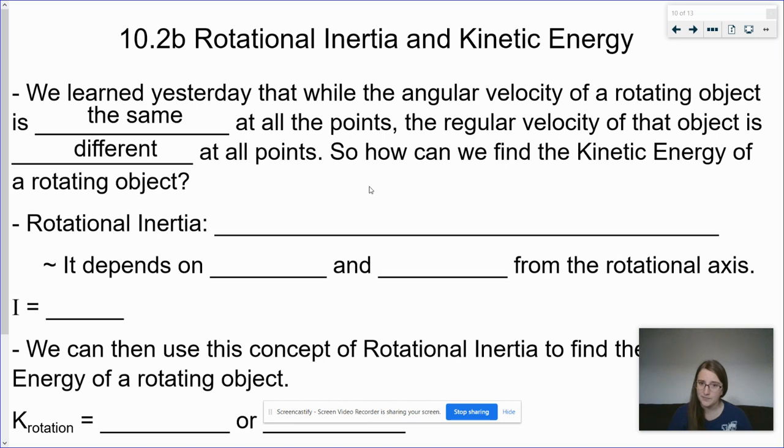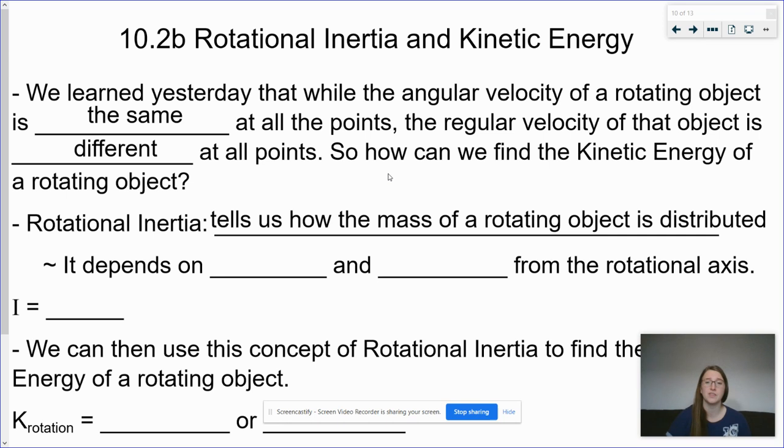So if this is the case, how can we find the kinetic energy of an object if the velocity of that object is different depending on where you're looking at on that object? So we have this concept called rotational inertia. This tells us how the mass of a rotating object is distributed. It comes a bit from calculus, from doing the summation, basically, of a bunch of very, very little pieces. If we were to chop up that object into a bunch of little pieces and add it all together, that's where this comes from.